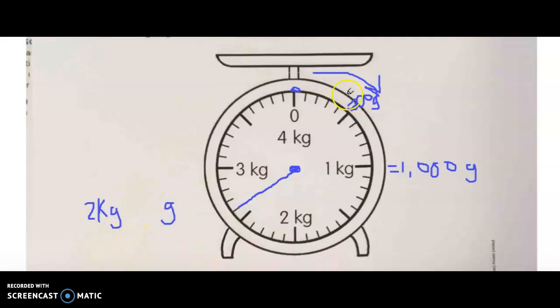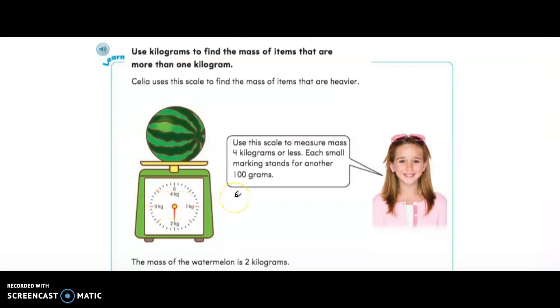So we already figured out when we looked from 0 to 1 what the scale was, what it is skip counting by, and it's skip counting by 100. So here is our starting point in order to get to here. So we're going to count 100, 200, 300, 400, 500, 600. So this is showing 2 kilograms, 600 grams.